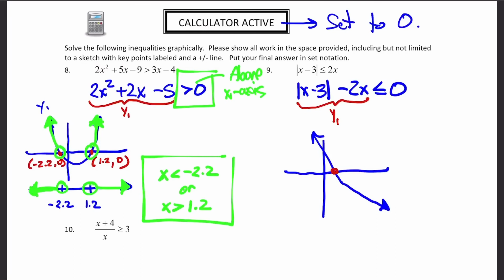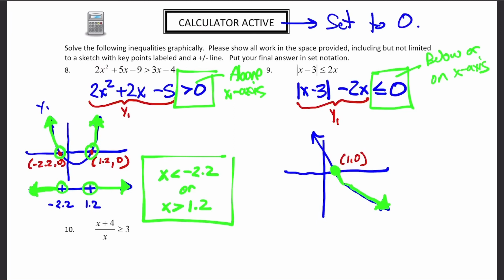Again, I would do second calc intersect. That one works out very well. That's 1, 0. Now let's interpret the inequality. What does this want? Less than 0 means below or on the x-axis. So this is going to be a closed circle, and I want the piece that's below.